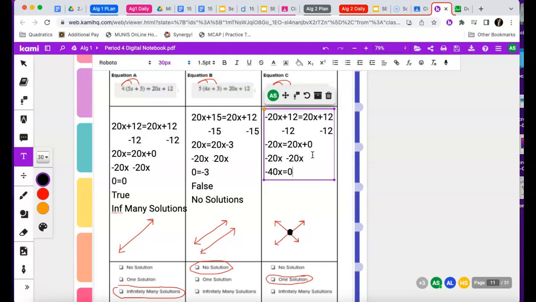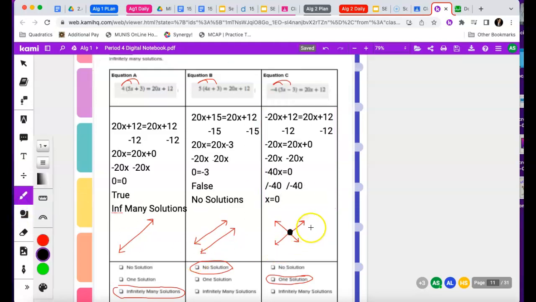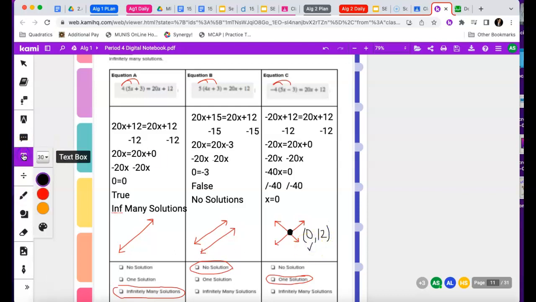And then I have negative 40 times x, so the opposite would be to divide by negative 40. So on both sides, we're going to divide by negative 40, and x will equal 0. So in Desmos, we saw that the solution was 0, 12. So we got the 0 part. We know that x is equal to 0. Now we have to solve for y.